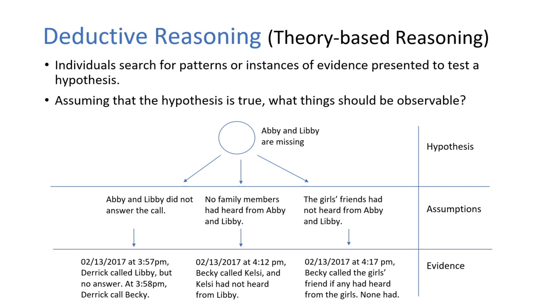From the timeline, which was organized by the Uncovered website in Module 1, we know Abby and Libby did not answer the call, and no family members or friends had heard from Abby and Libby between 3:50 and 4:20 in the afternoon, when Abby's father was supposed to pick them up. No one has heard anything from them. This evidence supports the hypothesis that Abby and Libby are missing.